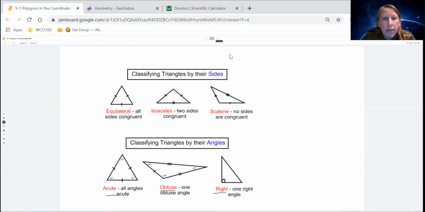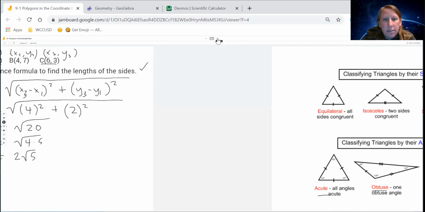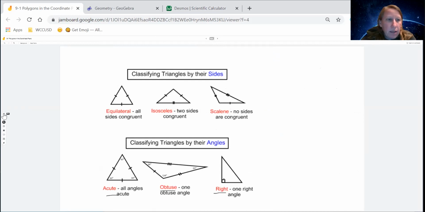I'm going to skip ahead here. So could we classify this triangle by its sides if we know the side lengths? Of course we can. So what do we know about our triangle? Two of them match, and one of them is different. So what kind of triangle is this? Okay, if I was going to classify it by its sides, I would say it's isosceles because two of the sides were 2 times the square root of 5. What about the angles?